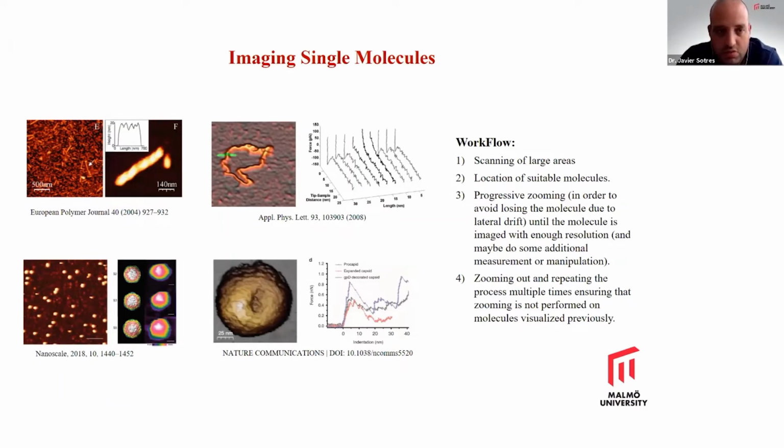Okay, so how does one typically perform these experiments? Well, here I wrote a list, and basically you scan a large area, you locate where the molecules are, you do progressive zooms on the molecules. There is always drift around until you achieve an image that you consider has enough resolution, and then maybe you want to perform some kind of force measurement or something similar. And then you zoom out, you localize a different molecule, and you repeat the process until you get statistically significant data.